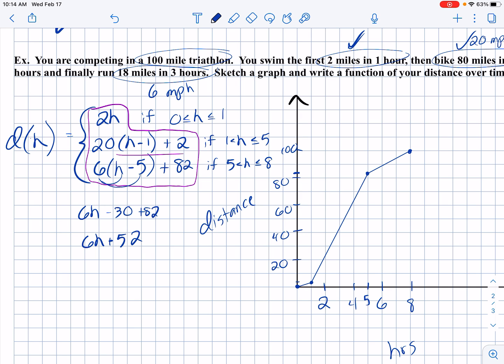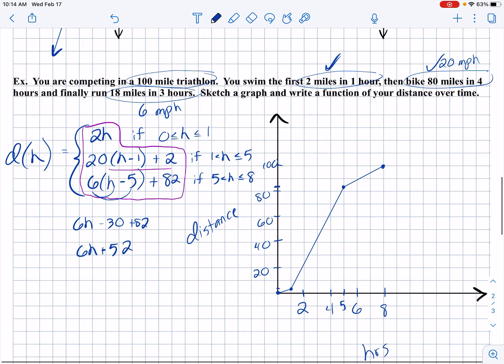Okay. That's why you need your h minus 5 and then your plus 82. You're starting after 82 miles for a rate of 6 miles per hour.